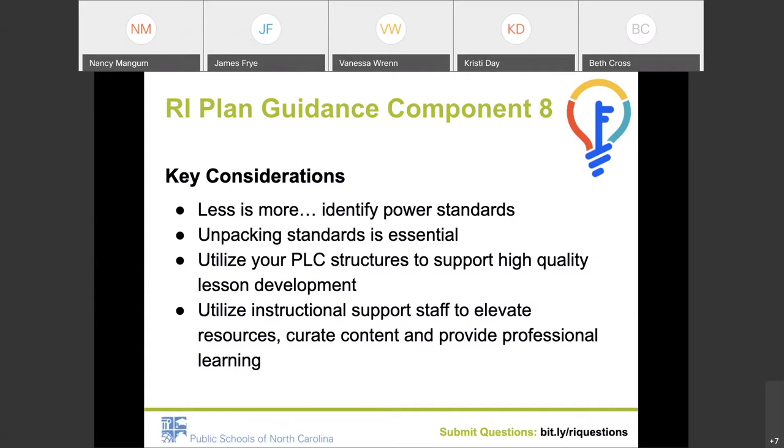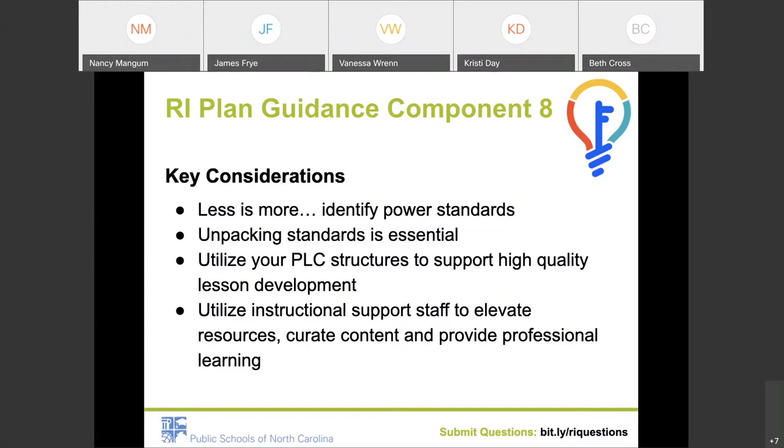And then this is a really important one that we need to think about. How can we utilize our instructional support staff to elevate resources and to help curate content and provide professional learning? I think this spring, we've all recognized the importance of our media coordinators, our technology facilitators, our special educators, our ELL or ESL teachers, and many other support staff that have been key. So how are leaders making sure that teachers and PLCs have those opportunities to collaborate with instructional support staff, whether at the school level or the district level, to help support them in that design?